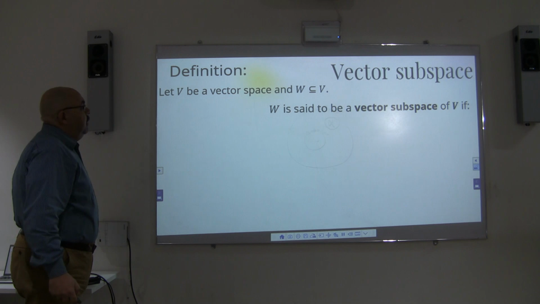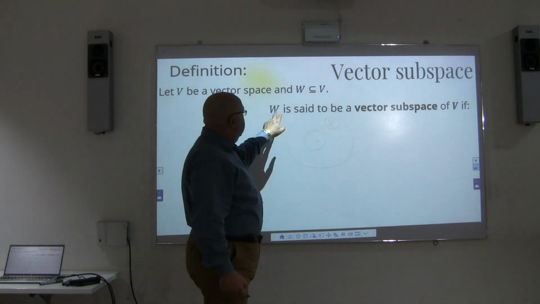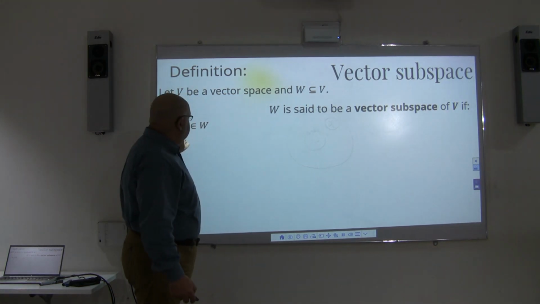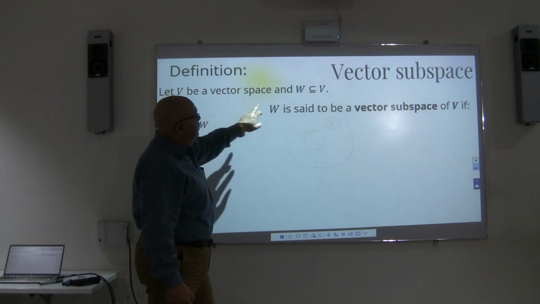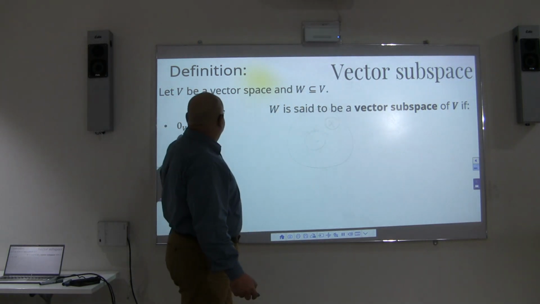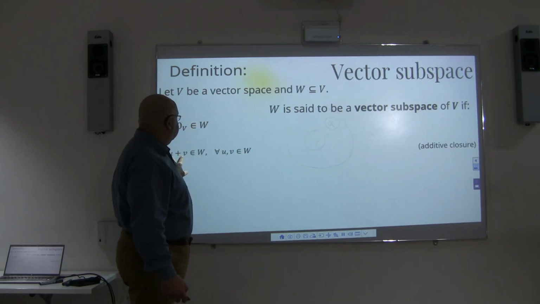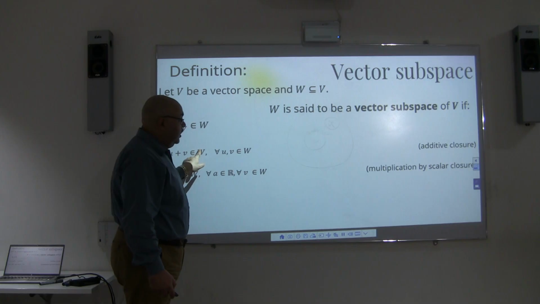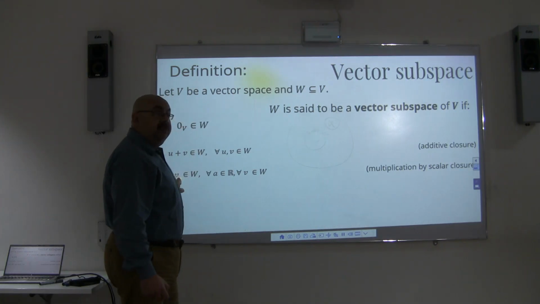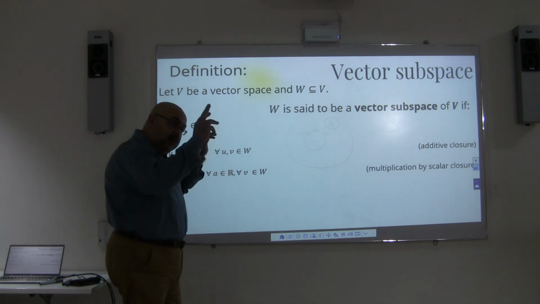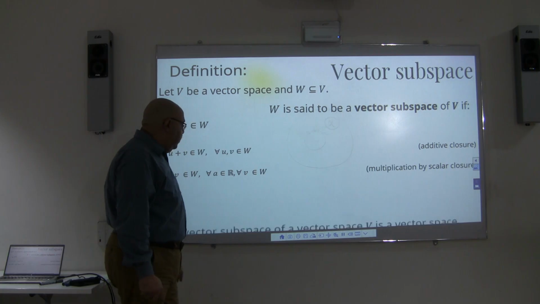Once more, W is said to be a vector subspace of V if, number one, 0 belongs to W, so the 0 of V, the origin of V, belongs to W. Number two, U plus V belongs to W. If you have vectors that belong to W, their summation should also exist there. And number three, multiplication by a scalar. If you have a vector that belongs to W and multiply it by a number, it should exist within the set of elements of W.